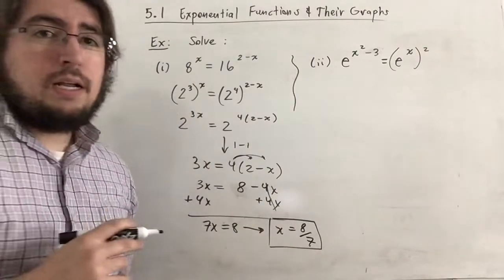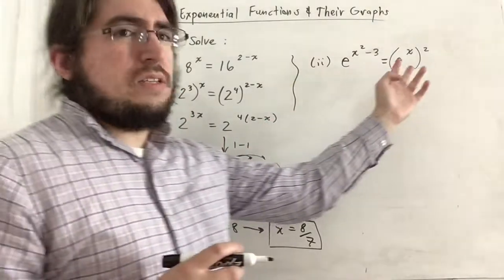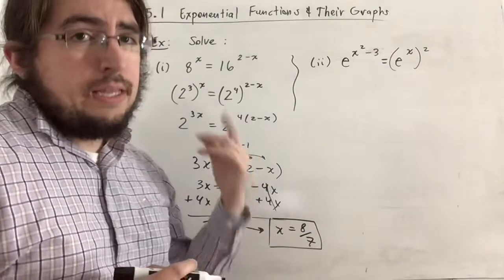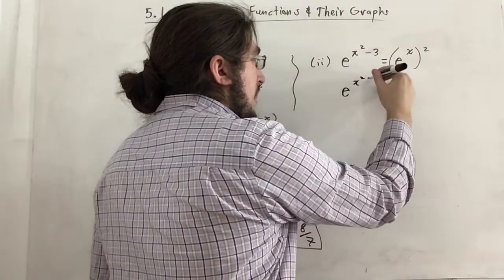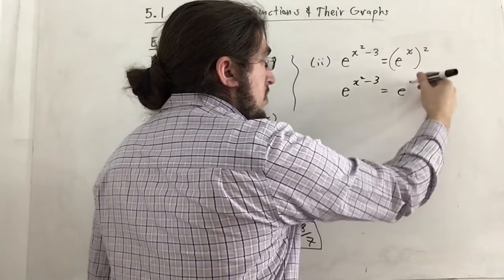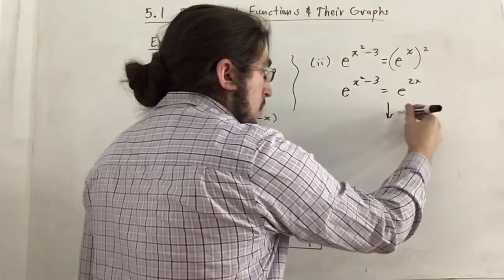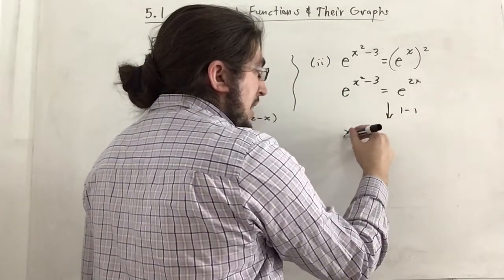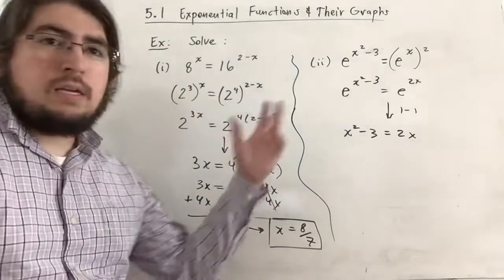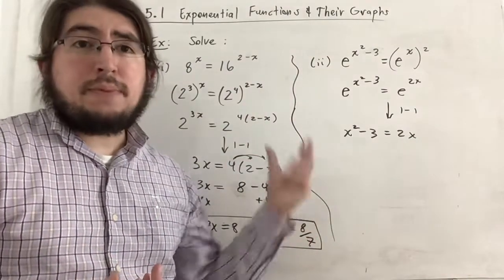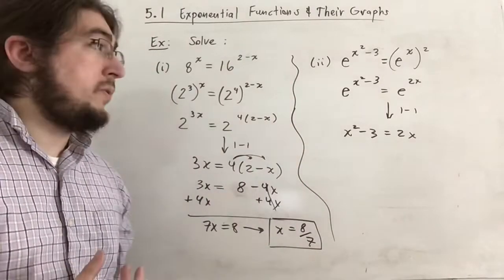Now getting to this one, well, are they both powers of e? Kind of. First we have to use that exponent property, that a power to a power is the powers multiplied. So this is e to the x squared minus 3 equals e to the 2x, because x times 2 is 2x. Now we can apply the 1-to-1 property and say that x squared minus 3 is equal to 2x. So even though the equation involved e, we didn't really need it because the bases were both e. So you just drop the base basically and get to the exponents being equal to each other.